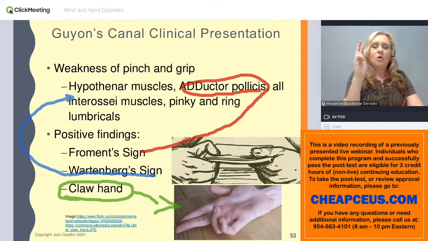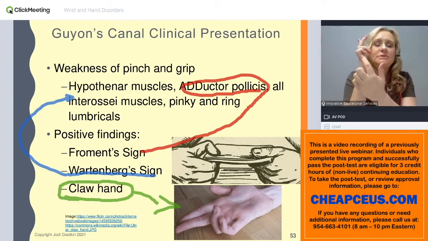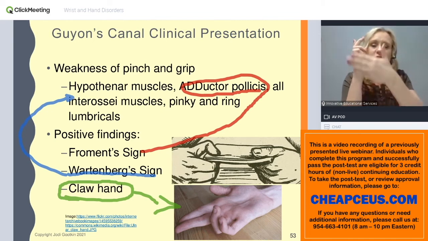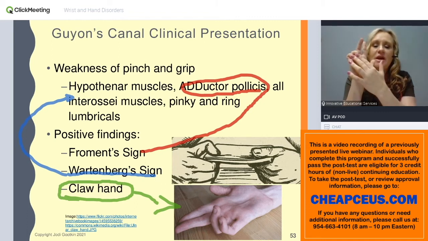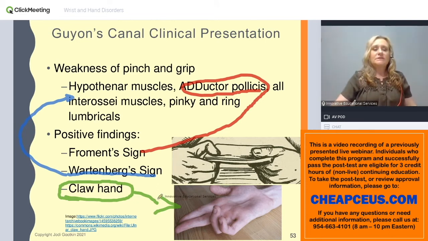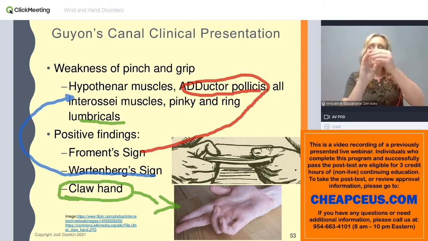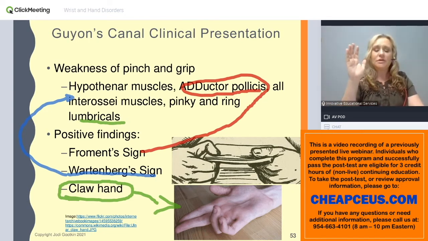And as they're opening their hand, what happens is we see hyperextension here at the metacarpophalangeal joint. So you have to look at it from this angle also. You'll see hyperextension in the metacarpophalangeal joint, and then they'll remain in flexion at the interphalangeal joints. The reason is the loss of those lumbrical muscles is not giving us that full extension of the digits.